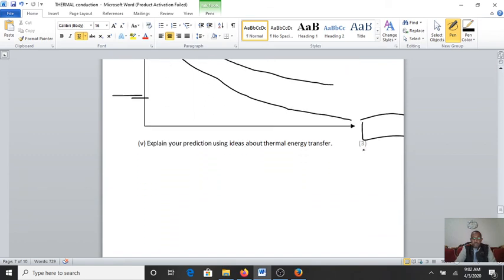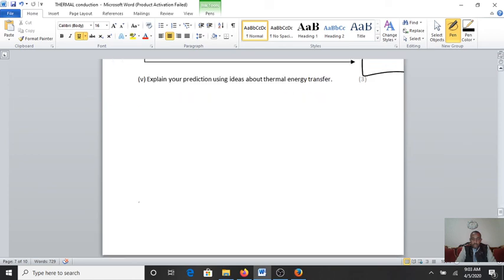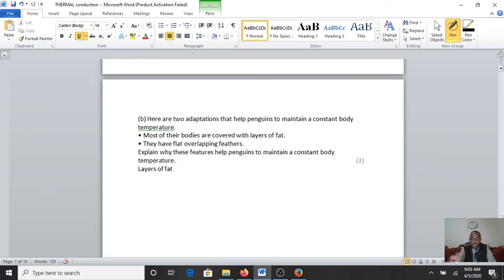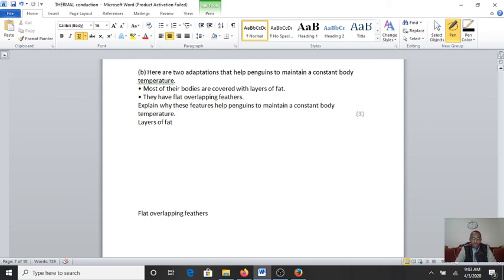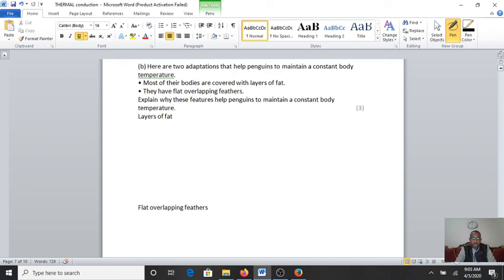And then here you need to explain in terms of conduction, trapping of air, thermal insulators, that kind of thing. Try to answer these questions. Just giving a hint, you could complete, and then you're supposed to hand in this work to your parents, and then I'll look at it when they present.